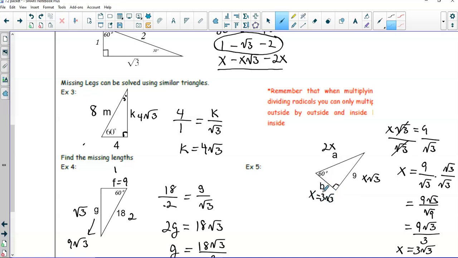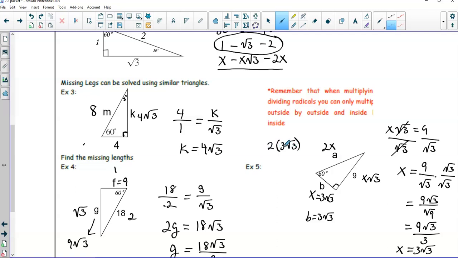So I found out what b is. You see, because x and b is the same thing. So b is 3 square root of 3. Because these two numbers are the same, remember. And these two numbers are the same. Well, a is 2 times x. Well, I know what x is. X is 3 square root of 3. So that means a would be 2 times 3 square root of 3.